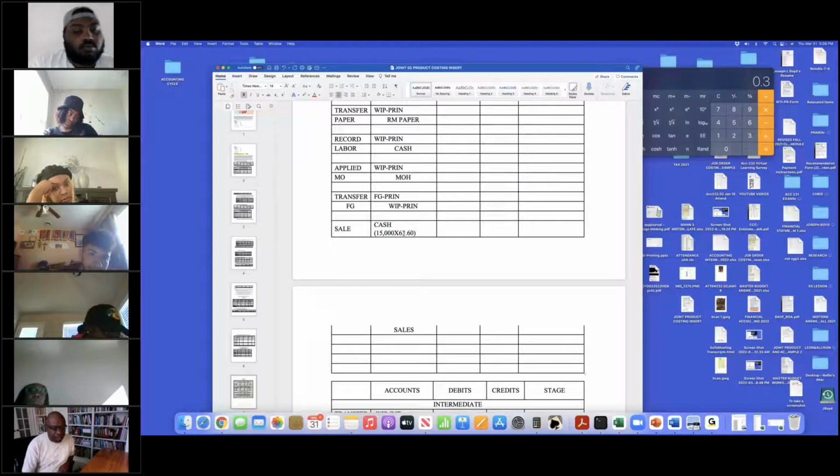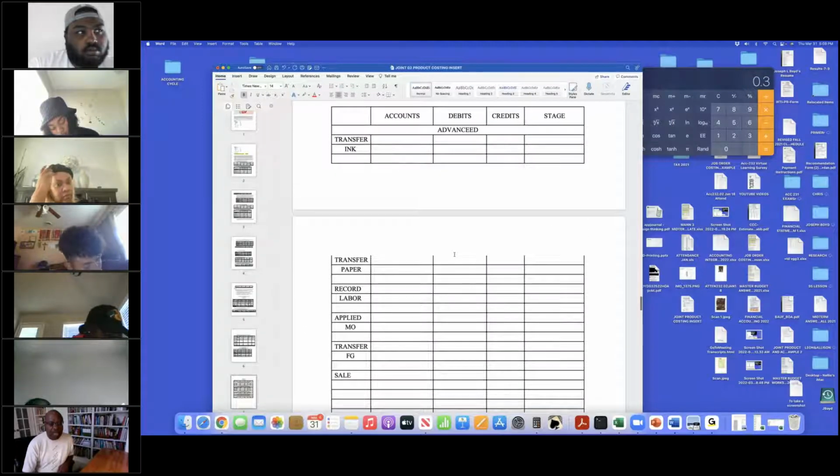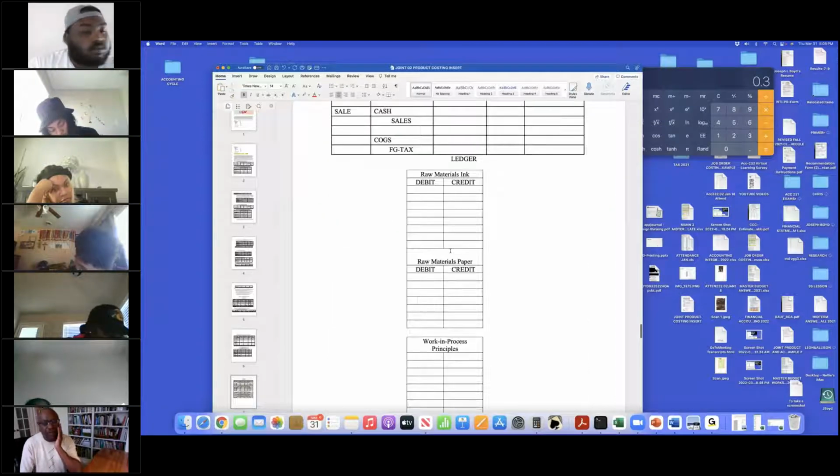We have to do that for the intermediate book. Then we have to do it for the advanced book. Then we have to do it for the tax book. And in each case, we're posting to the ledger.